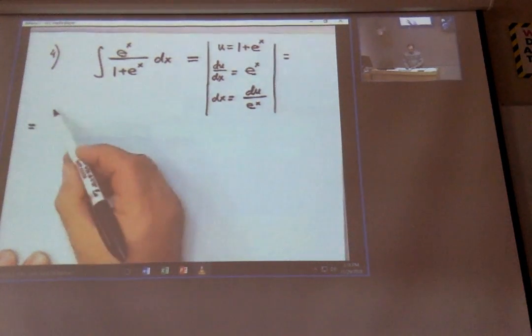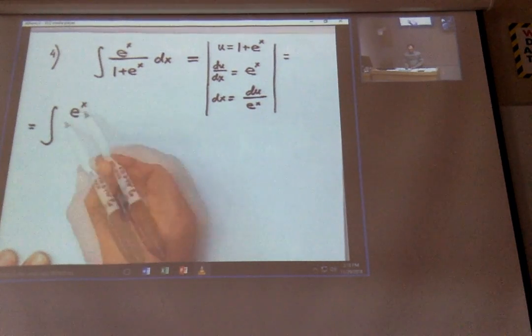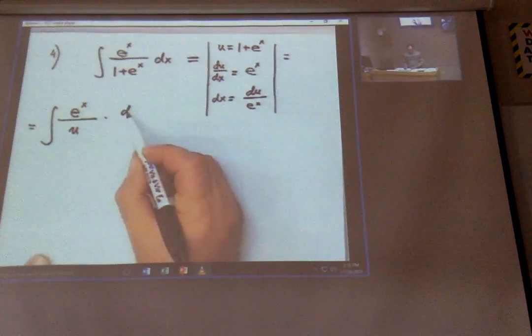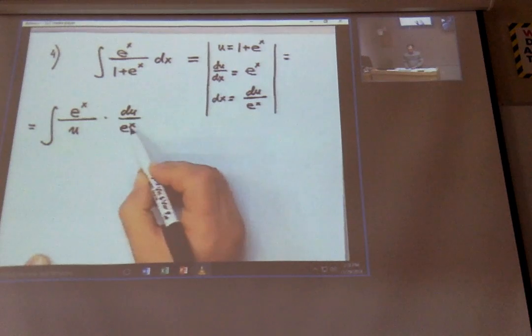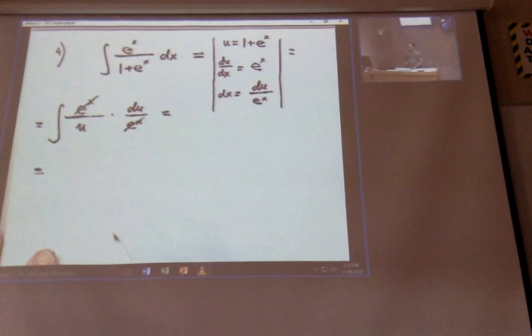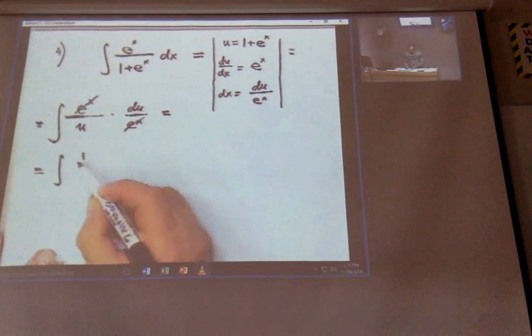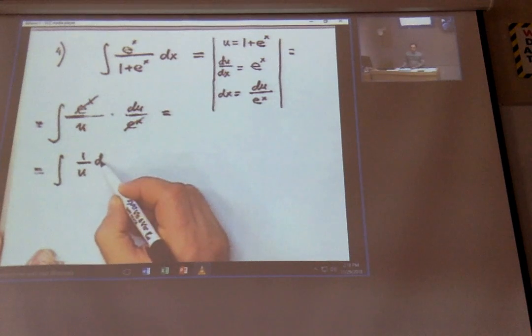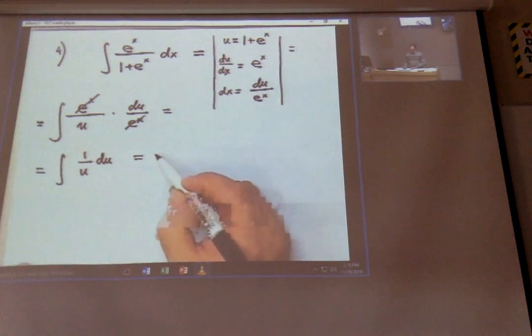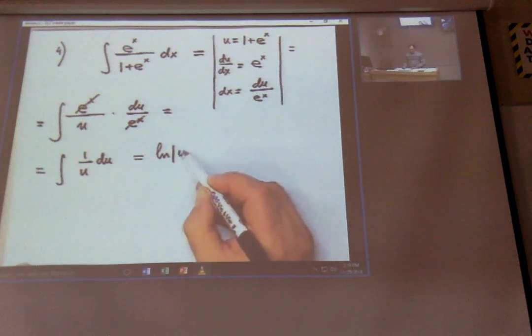For the preparation, then we substitute. So 1 plus e^x will be u. That's our substitution. Then we'll have du over e^x, and the good news is that these 2 will cancel. And now we have the integral of 1 over u du. And from here, what do we know? What's the antiderivative of 1 over u? Natural log. Right, don't forget to say absolute value. That's important. So it's natural log of the absolute value of u plus C.